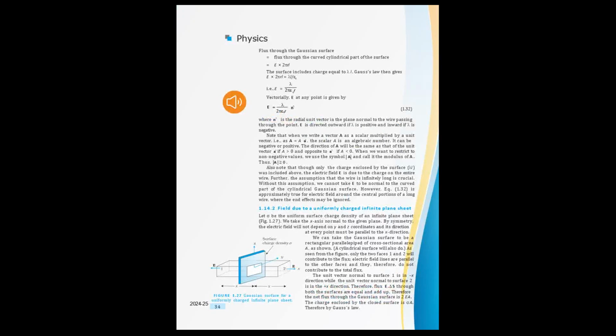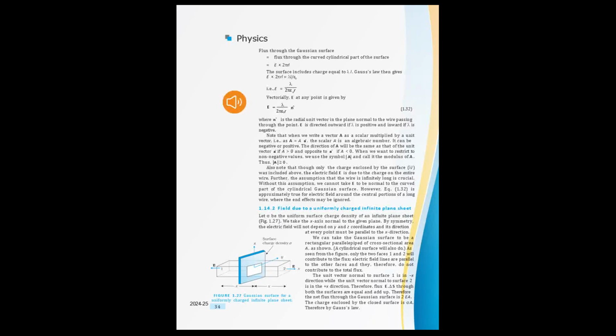Flux through the Gaussian surface is equal to flux through the curved cylindrical part of the surface. That is given by E into 2 pi r L. The surface includes charge equal to lambda times L, and Gauss law then gives E into 2 pi r L equal to lambda L by epsilon naught, that is E equal to lambda by 2 pi epsilon naught r. Vectorially, E at any point is given by E equal to lambda by 2 pi epsilon naught r n cap, where n cap is the radial unit vector in the plane normal to the wire passing through the point. E is directed outward if lambda is positive and inward if lambda is negative.